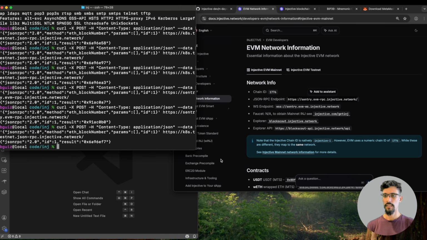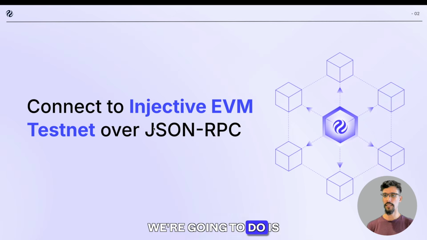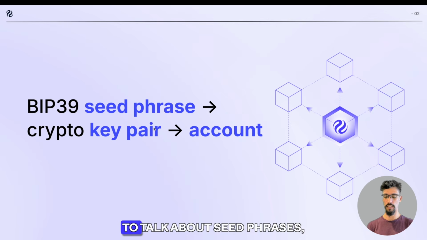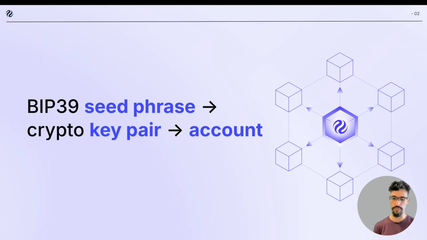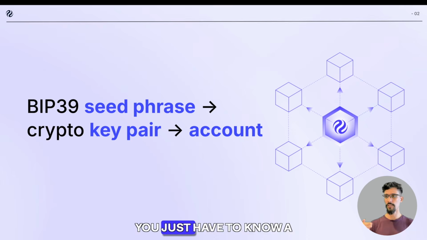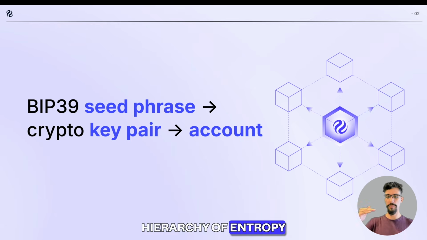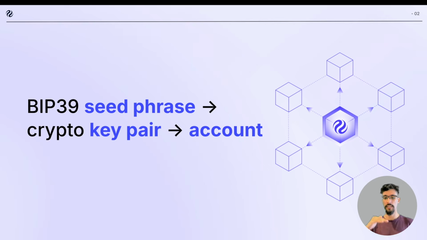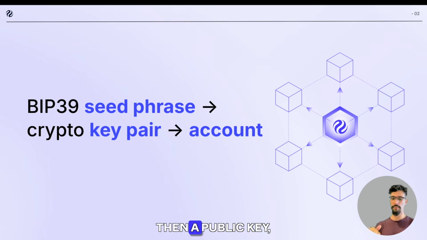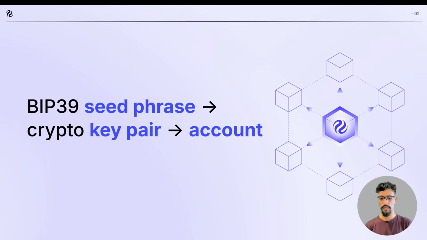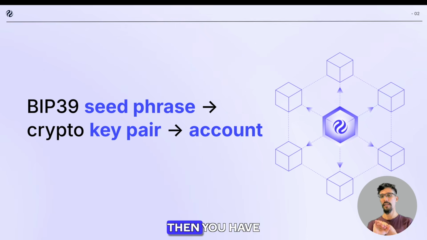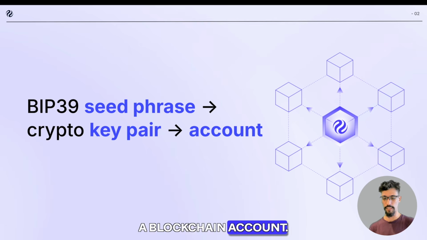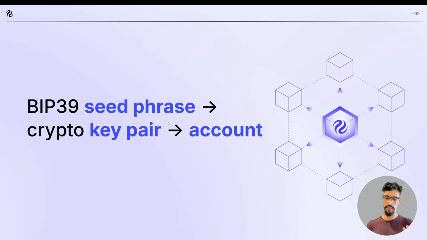All right. Now the next thing we're going to do is talk about seed phrases, cryptographic key pairs, and accounts. This one is mainly theoretical, right? You just have to know a hierarchy of entropy, mnemonic/seed phrase, then a seed, then a private key, then a public key, then an address, right? If you have a private key, a public key, and an address, then you have a blockchain account. But to get there, there's a whole process.